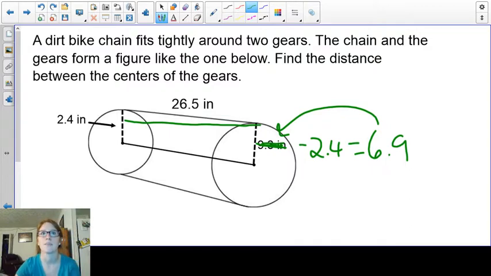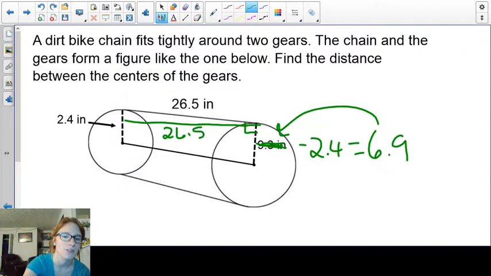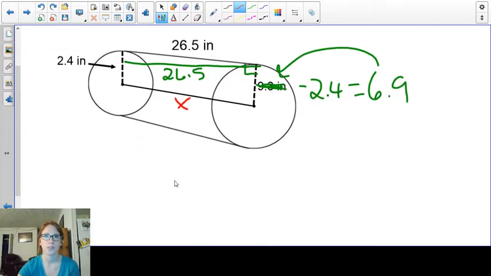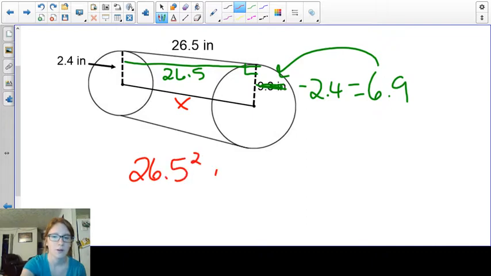Which again, is not to scale. So what happens here is I can have that right angle created. The 26.5 inches is now here, and I'm looking for that hypotenuse piece. So using my trig, or my Pythagorean theorem, I have 26.5 squared plus 6.9 squared is equal to x squared.